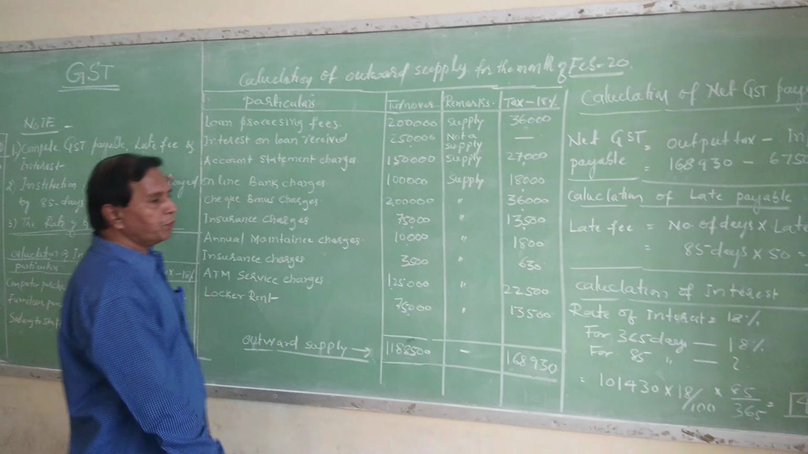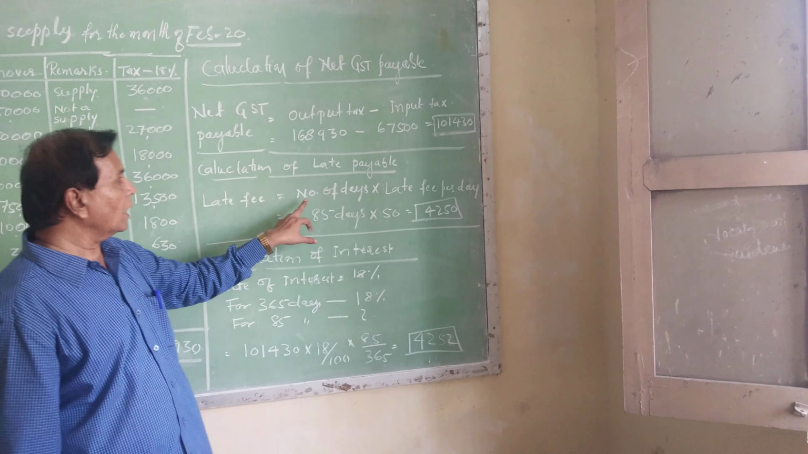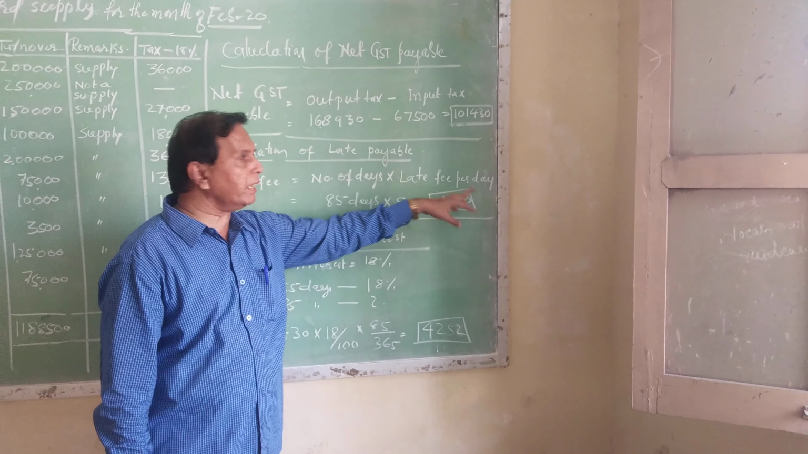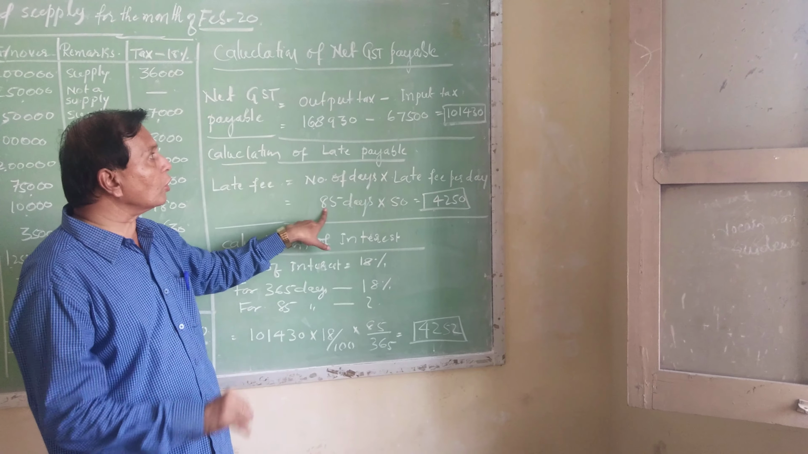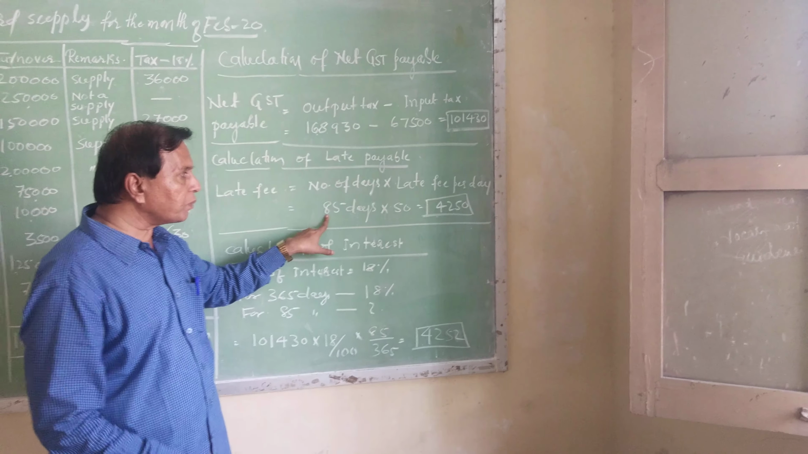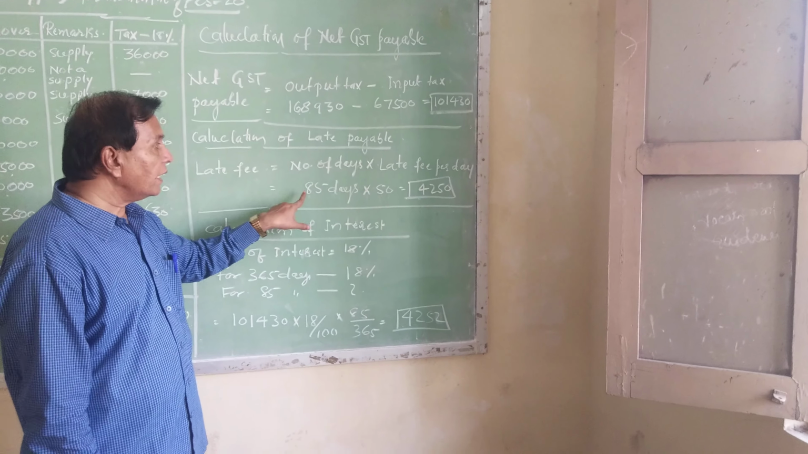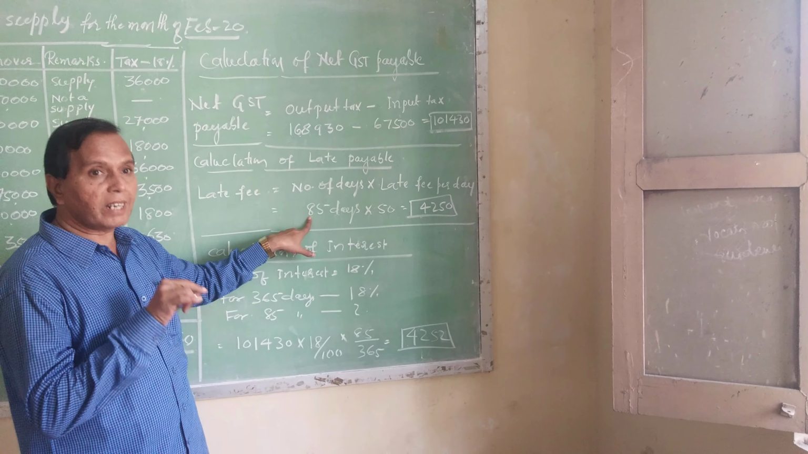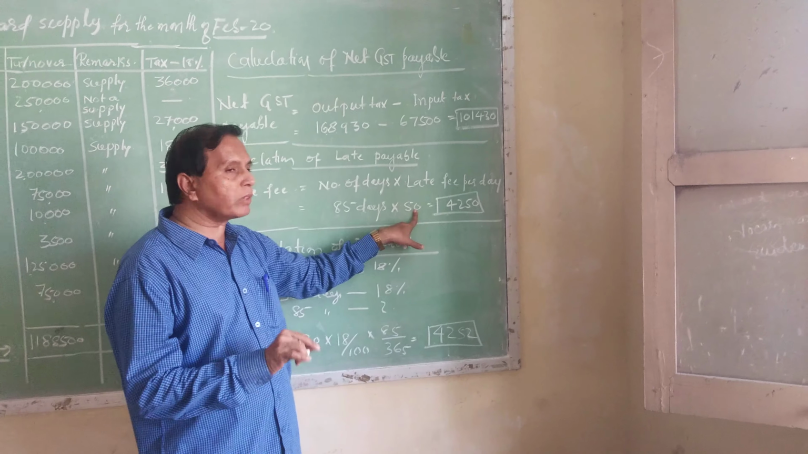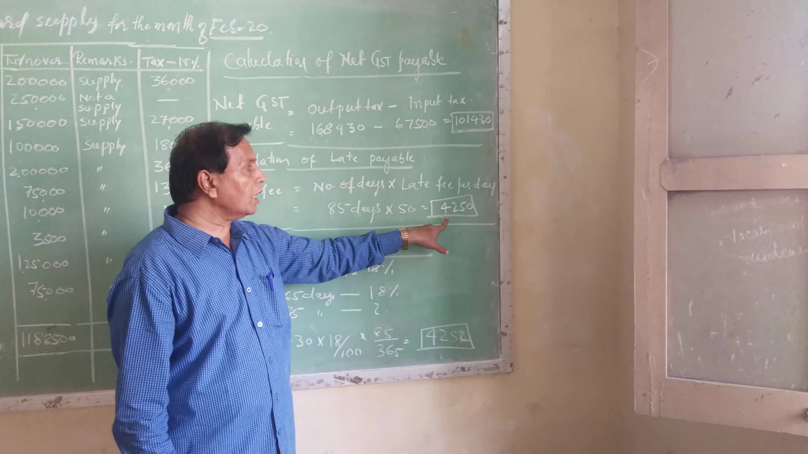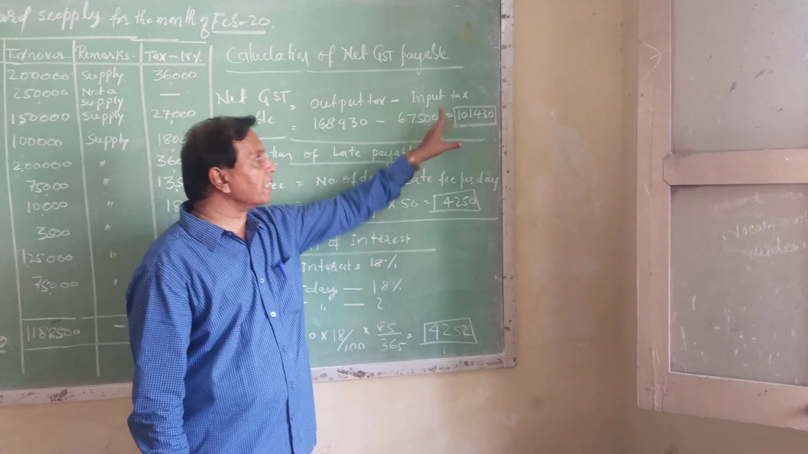How to compute the late fee? Late fee is to be computed according to the Amendment Act. Number of days into late fee per day, that is 85 days are delayed for the payment of this tax. On account of that, the late fee is charged by the tax officer at the rate of 50. These 85 days are delayed by the registered dealer for the payment of the tax, into rupees 50 per day. This amount is fixed to be paid by the dealer. Total 4,250 is charged as the late fee along with this amount.